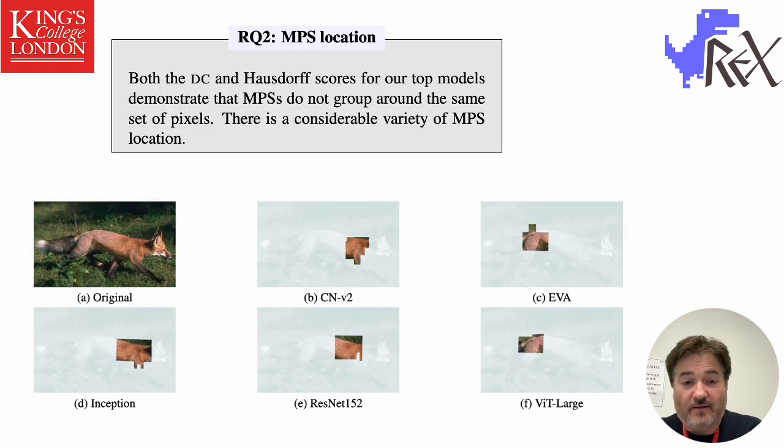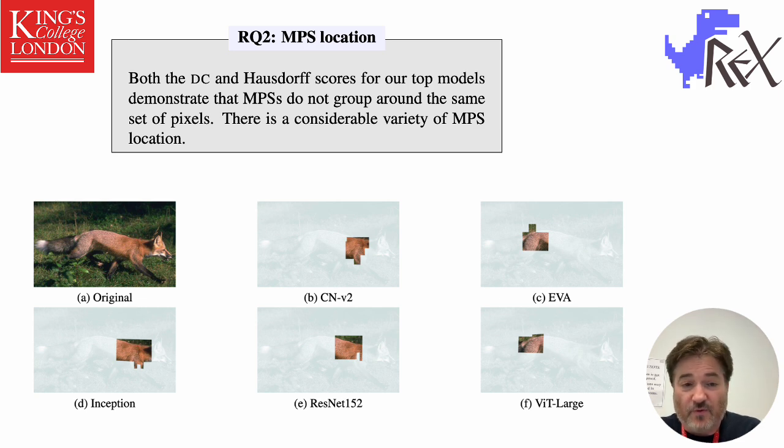We've seen that the different models consider different amounts of information when making their classifications. But do they also look in the same place? So are they looking at the same information but just considering more or less of it? The answer is no, they're not. So we took the DC and the Hausdorff scores for our top models and discovered that they don't all look in the same location. In fact, locations are distributed all over the image depending on the model.